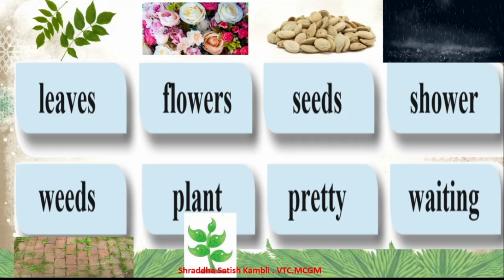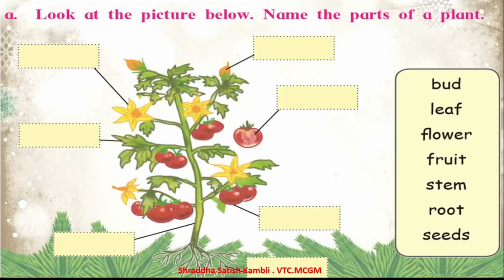Let us look at the next one. So here we are trying to look at some parts of a plant. Now we learnt about seeds. Now the seeds, they grow up and they become plants. And on this plant, you will be able to find leaves, flowers, fruits, etc. So come on, let us try to see the various parts of the plant. So the first one is the bud.